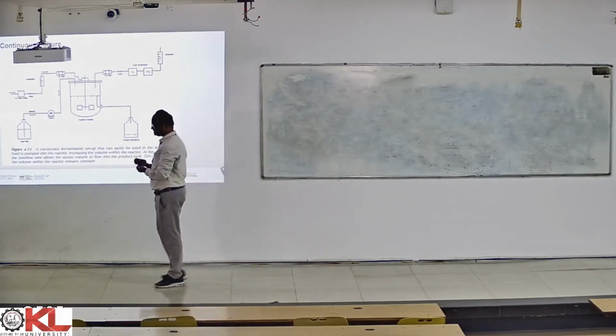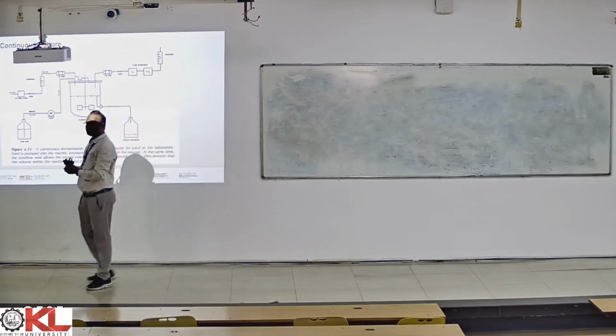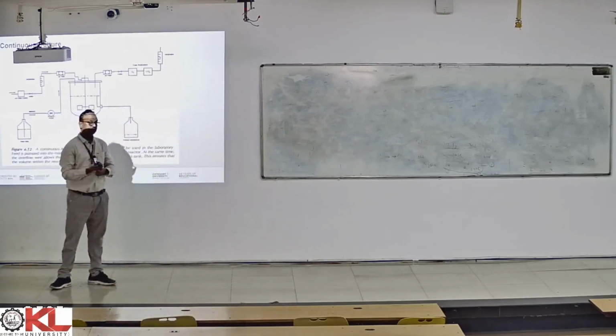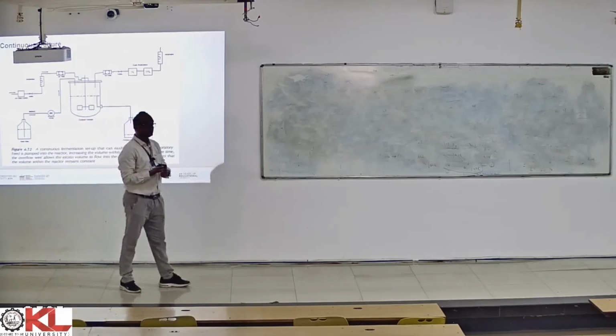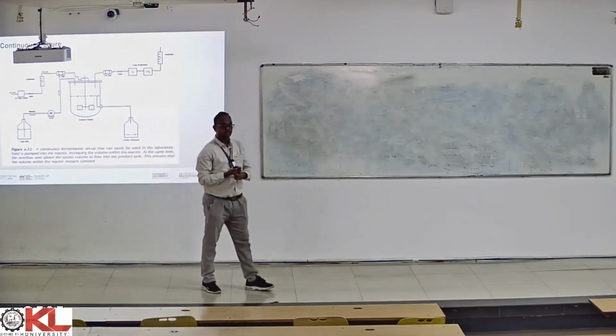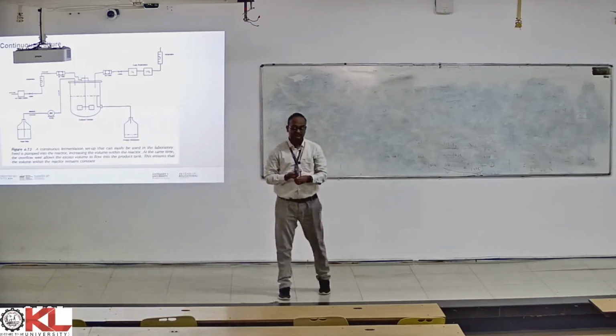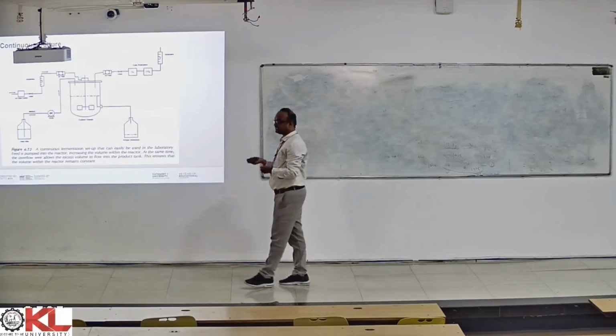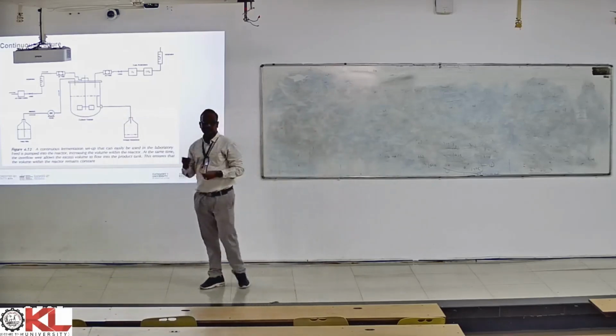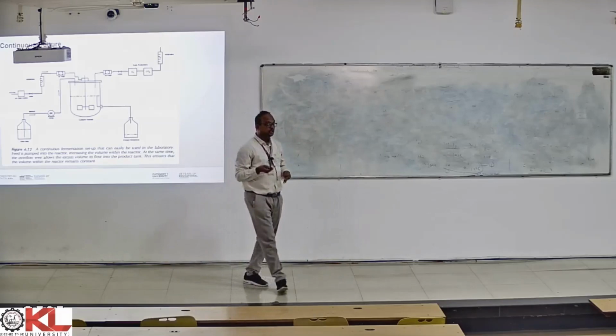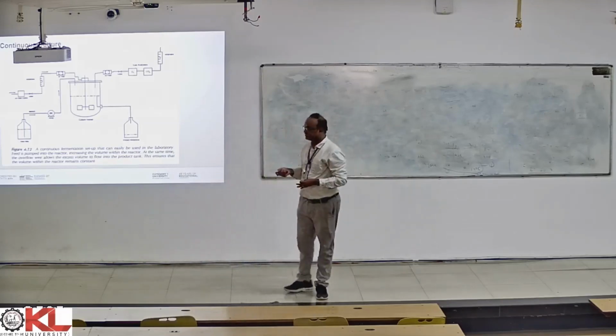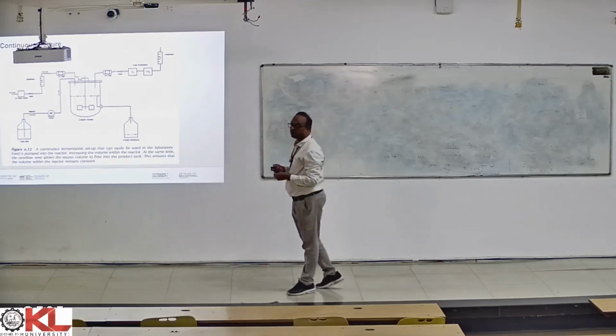So let me summarize. We discussed the bioreactor: how a bioreactor looks, what the accessories of a bioreactor are, and the classification of bioreactors based on their size. After that, we had a look at the bioreactor classification based on their mode of operation.